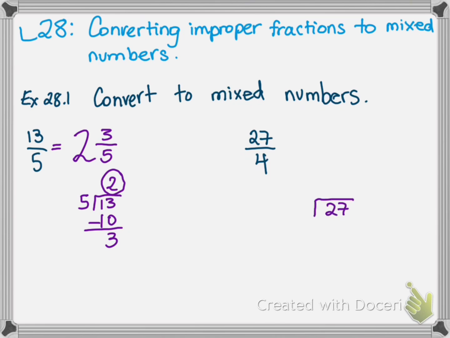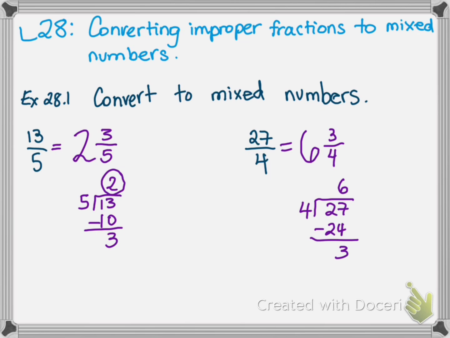Again, we're going to divide 27 by 4. And in this case, we can almost make 7 whole units, but we're 1 short. So we do 6 times 4, which is 24. And again, we have remainder 3. So in this case, we can make 6 whole units. And then we have the remainder, which is 3. And then we keep the same denominator.